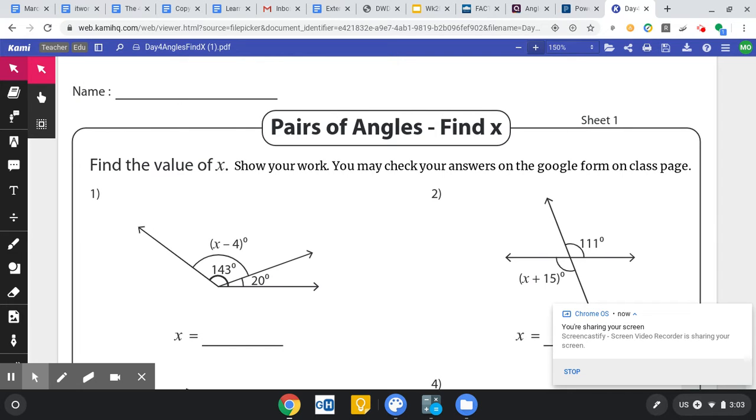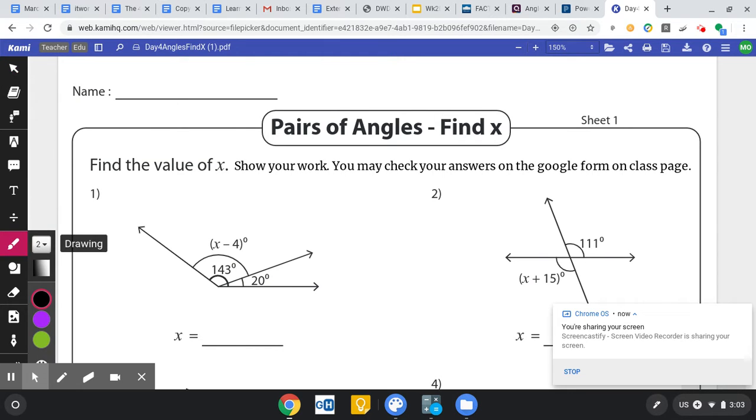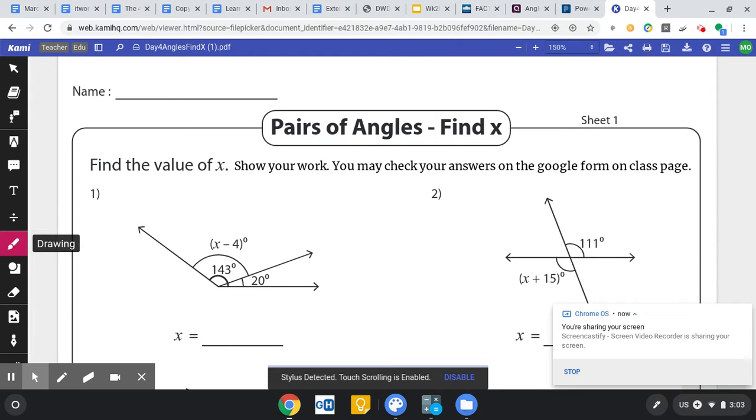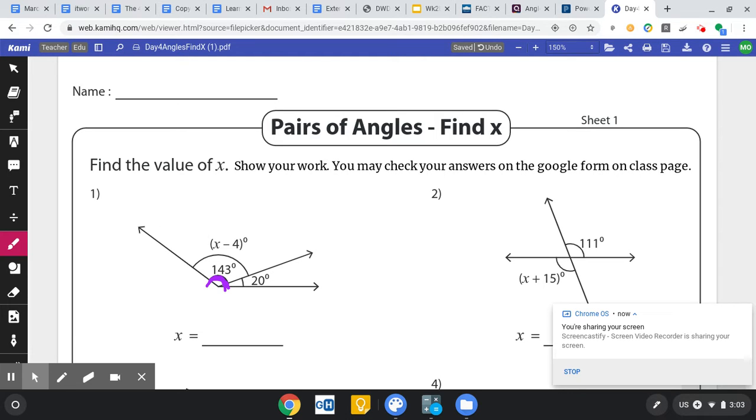Okay, so let's talk about this paper. What you want to do is, one, identify what the angles should equal. They don't really make it very clear that this 143 right here is what both of these should equal. So when we make our equation, it should equal 143.